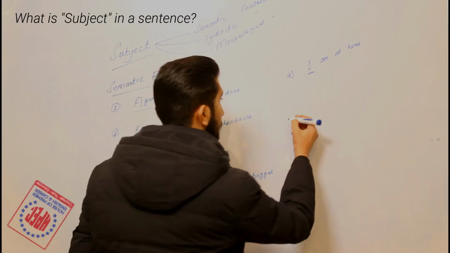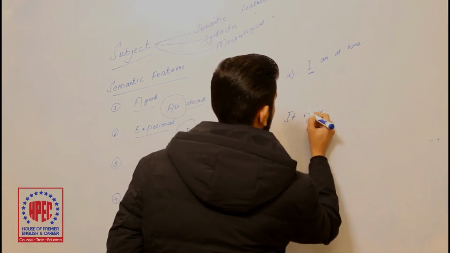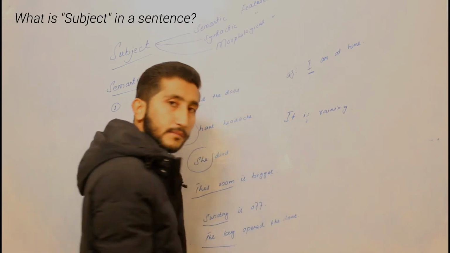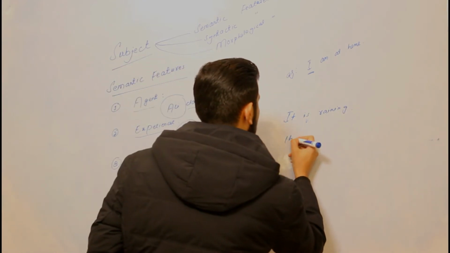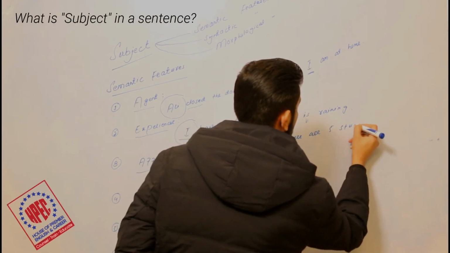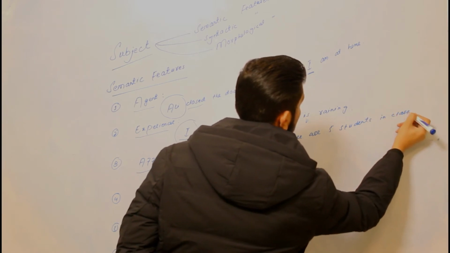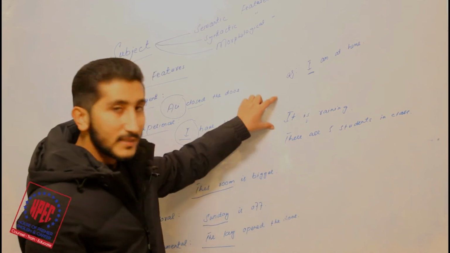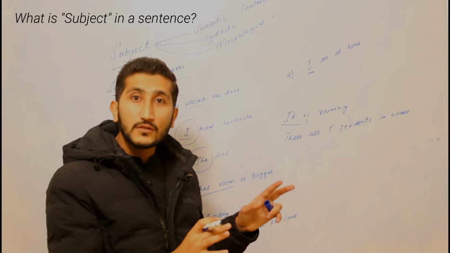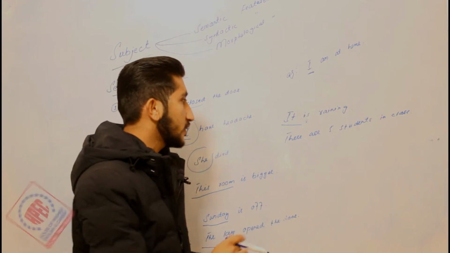For example, it is raining and there are 5 students in class. Now in the first example, it is the subject and it does not have any semantic role. It does not have any semantic feature.